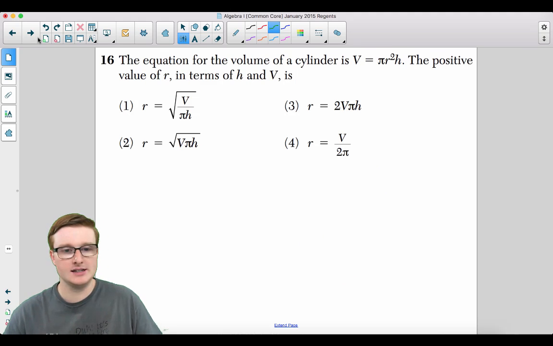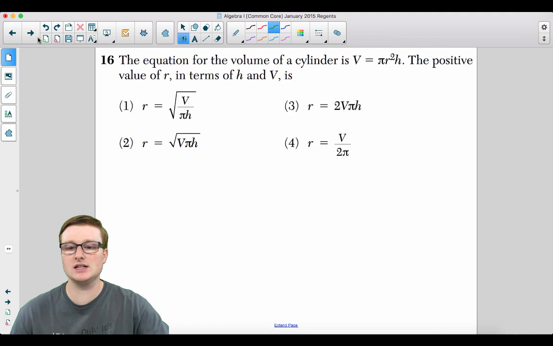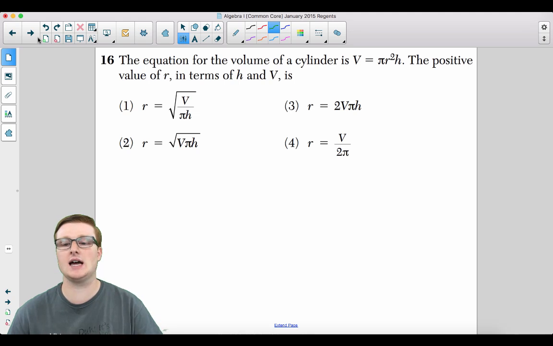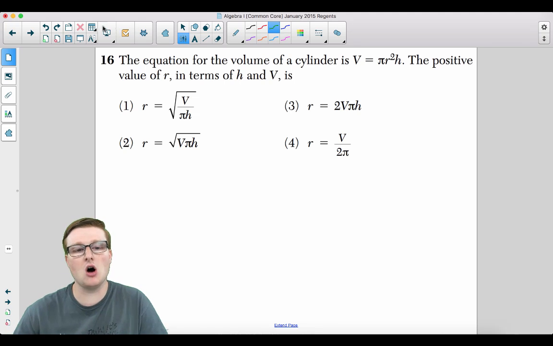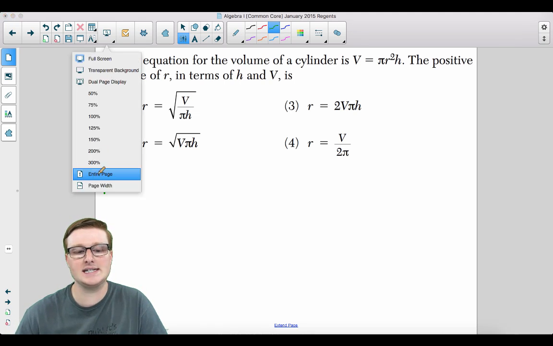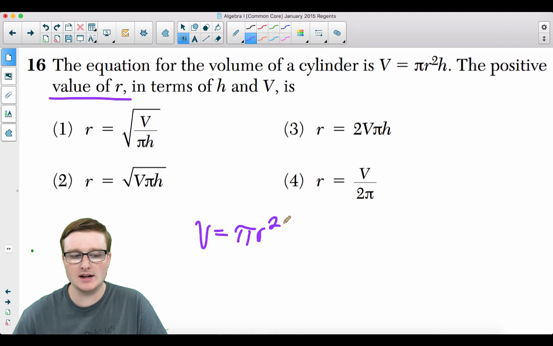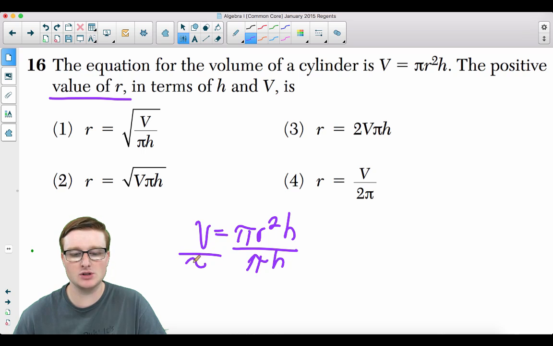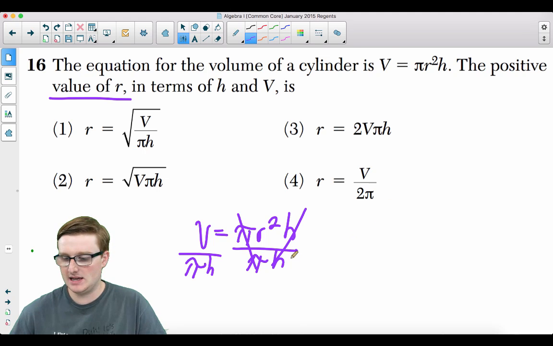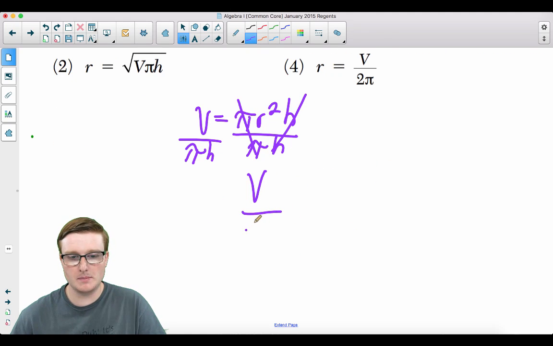Moving on. 16. The equation for the volume of a cylinder is volume equals pi r squared times h. The positive value of r in terms of h and v is what? So we need to solve for r. Okay, so let's go ahead and do that now. Volume is equal to pi r squared times the height. Cool. I'm going to divide by pi and h on both sides in order to isolate r. So pi cancels, h cancels. So now we get v over pi h is equal to r squared.